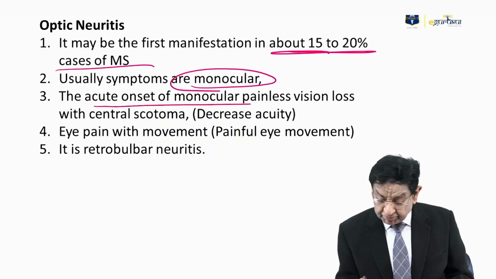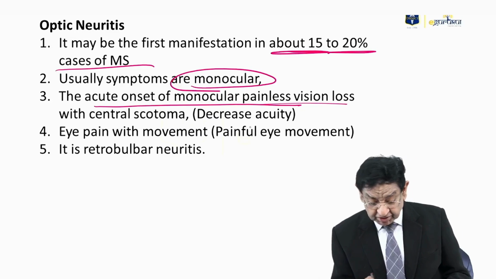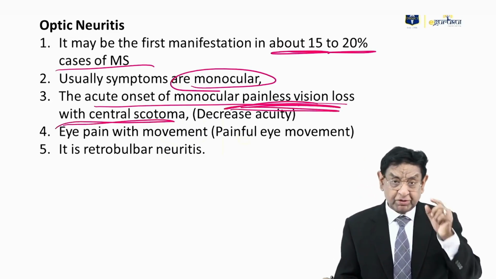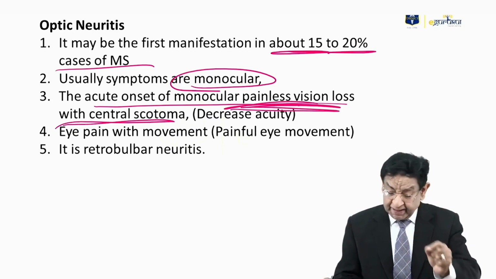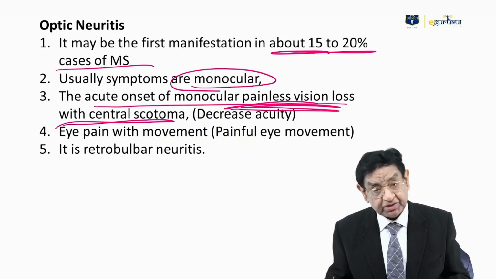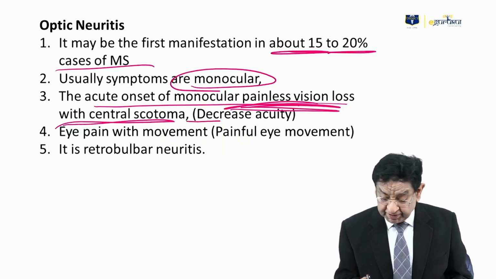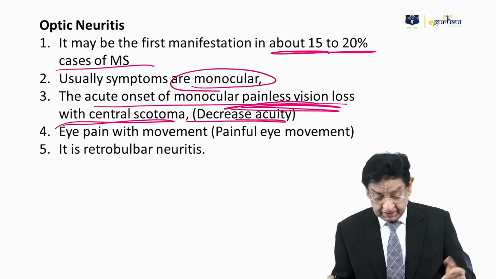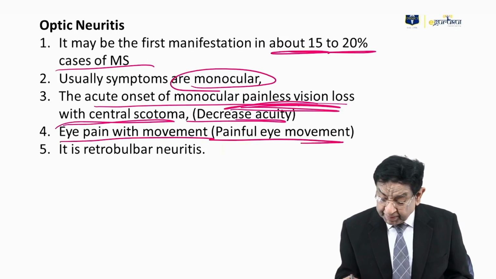Acute onset of monocular painless vision loss with central scotoma. Point to be noted, it is a painless vision loss, usually acute. So that will lead to decreased acuity. But there is an additional point: eye pain with movement, painful eye movement.